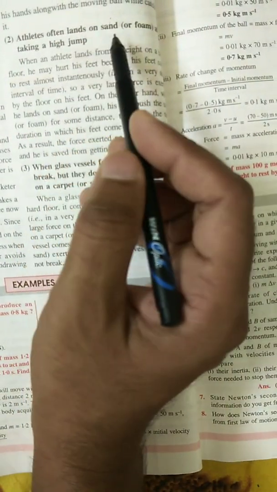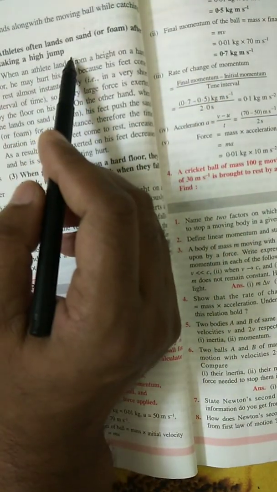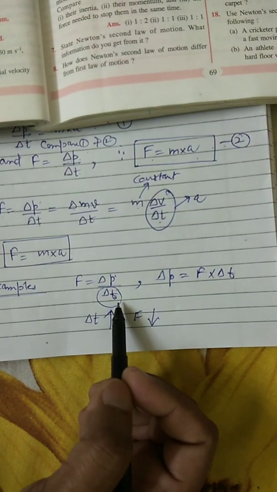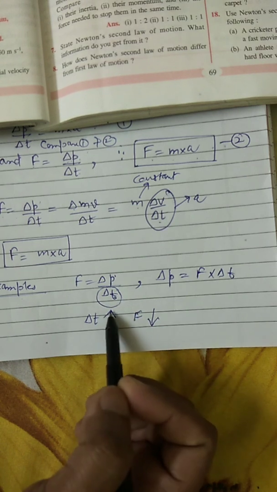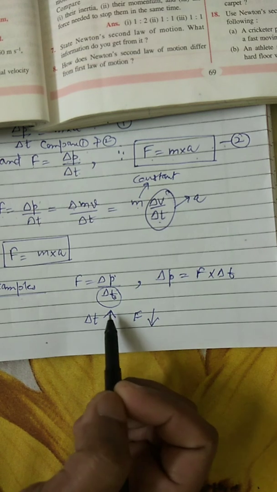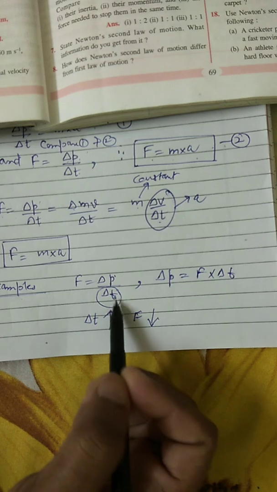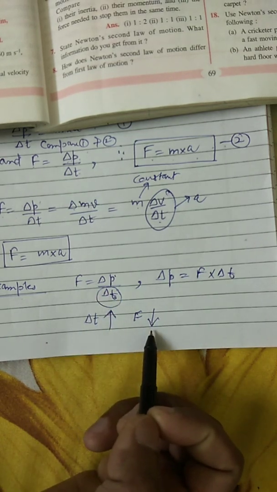Athletes often land on sand or foam after taking a high jump. So the moment when he will strike with the floor which is covered with the sand or foam, the time of collision of the person with the floor will increase. If floor time will increase, this denominator will increase, ultimately force effect will decrease.